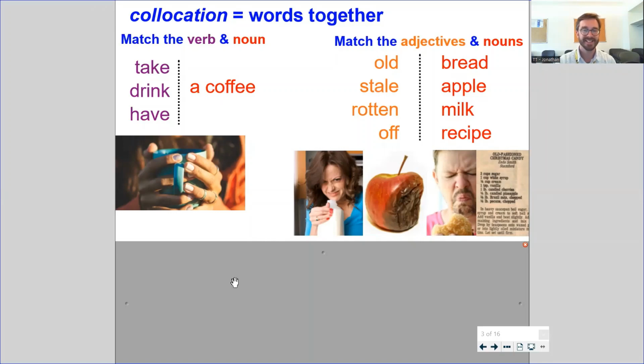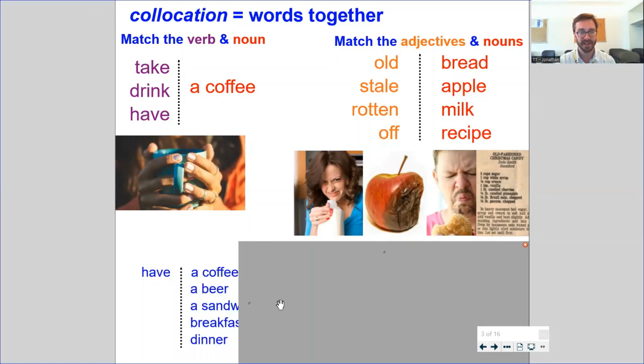Okay, let's have a look. So on the left, we in English will 99% of the time use have with all food and drink. Now in other languages, for example Italian, you might take a beer, or drink a beer. But in English, although you can say drink a coffee, it's not natural and it's not common. Most people will say have a coffee, have tea, have dinner, have lunch, have a sandwich, have a meal, have every time for food and drink.